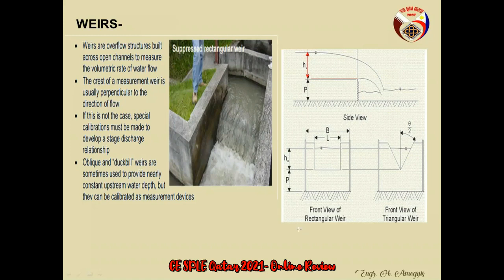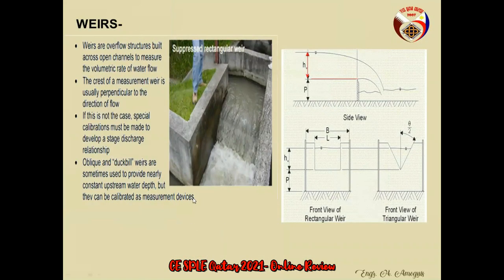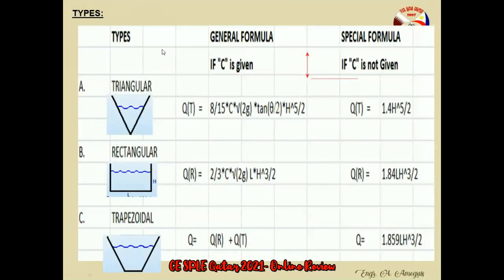Okay. So, yung formula, this can be derived from area times velocity. So, pwede itong ma-derive, pero medyo mahaba yung derivation. I'll just give you the summary. No? Okay. So, yung summary ng equation, ito yan, yung types. Triangular, rectangular, at saka trapezoid. So, if yung C is given, generally less than 1, ito yung general formula. The equation for triangular is, ito siya.